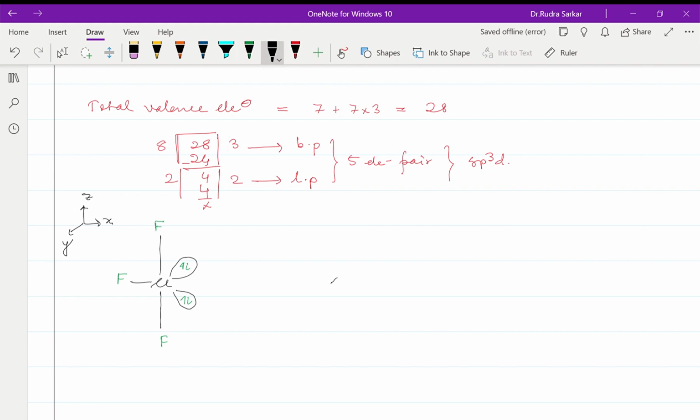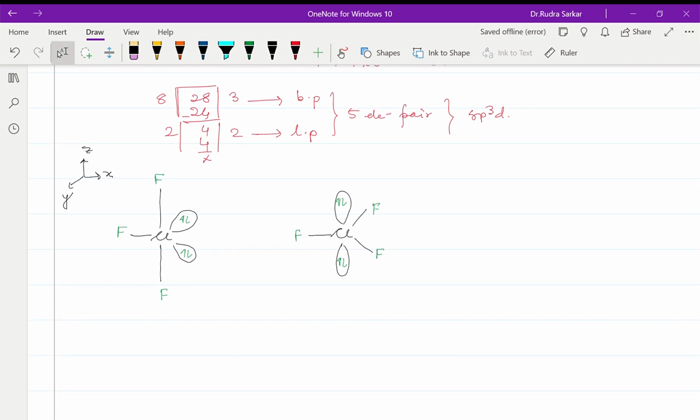What is the other structure that we can have? Suppose I have placed the lone pairs along the axial bonds and the fluorines on the equatorial bonds. Now I have generated two different structures, and I have to find out which is the correct one. According to Bent's rule, lone pairs should always occupy the equatorial bonds. These are your equatorial bonds, and these are your axial bonds. Lone pairs should never occupy the axial bonds. So our correct structure will be this one, and the incorrect structure will be that one.